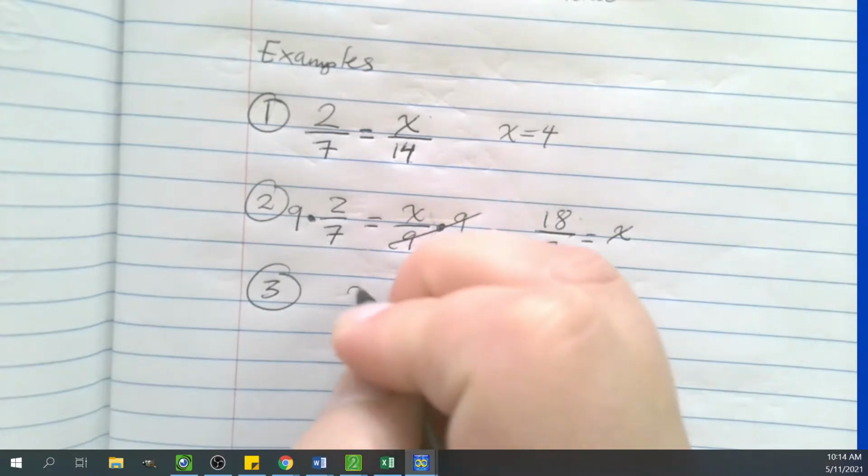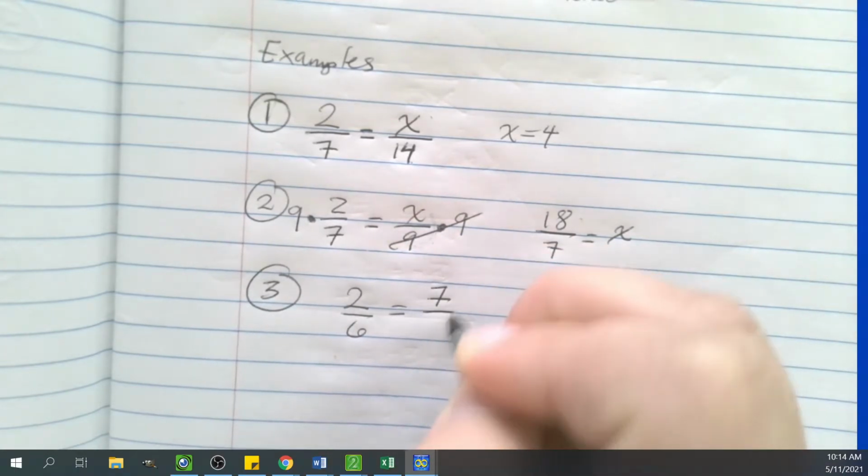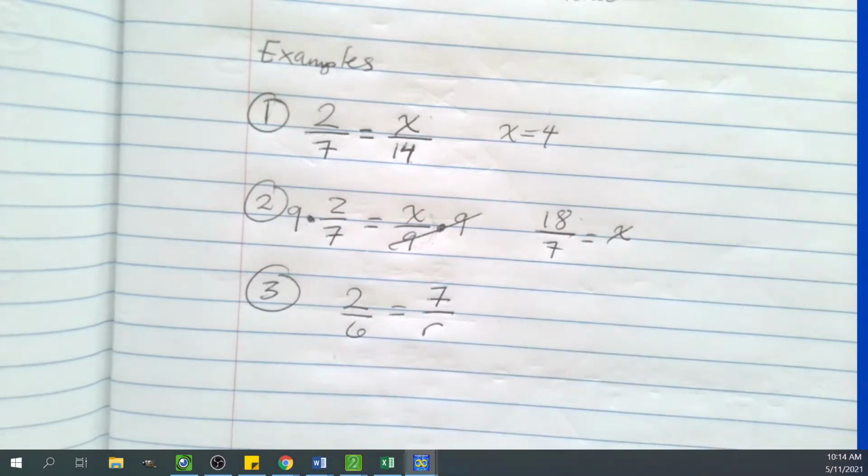What if we gave you 2 over 6 is equal to 7 over r? What do I do now, Gustavo? What do I want by itself? R. What's happening to the r? Is it adding, subtracting, multiplying, or dividing? Yeah, we can multiply by what? What are we going to multiply by?